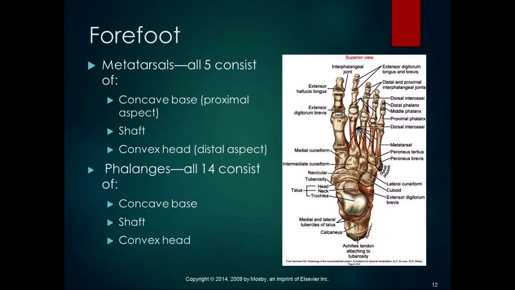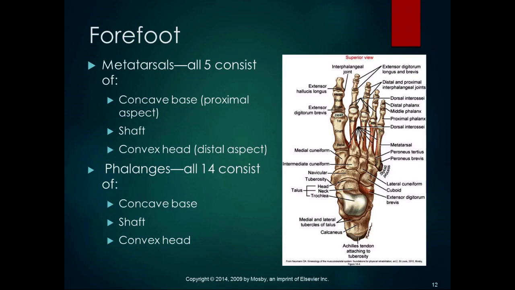So the forefoot is the metatarsals and phalanges. So there are 5 metatarsals. All 5 of them, they're tiny little long bones is what they really are. They have a concave base on the proximal aspect, a shaft, and a convex head on the distal aspect. The phalanges, all 14 of them, they're tiny little shortish long bones as well. They have a concave base on the proximal aspect, a shaft, and a convex head on the distal aspect. The first digit has 2 phalanges, and the other 4 have 3 each, just like in the hand.